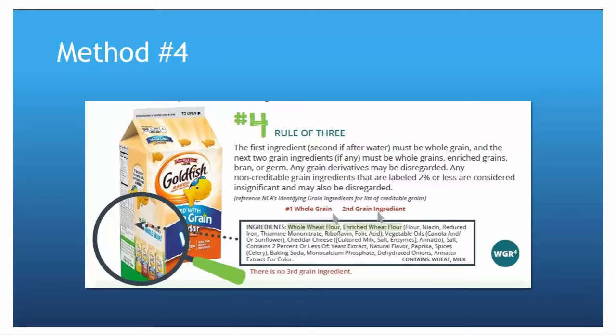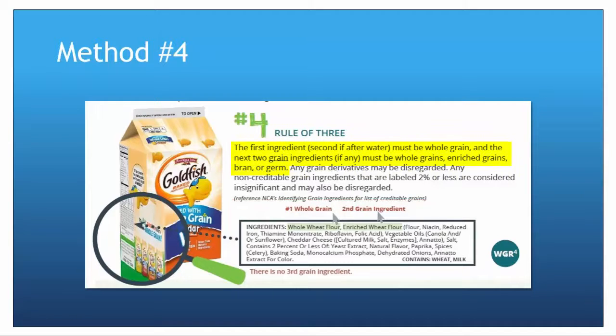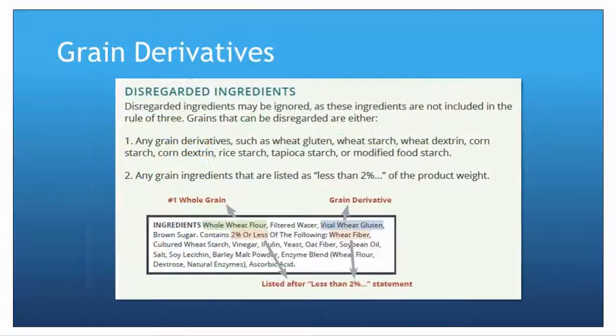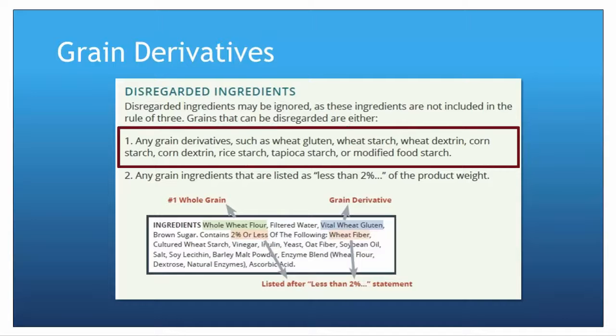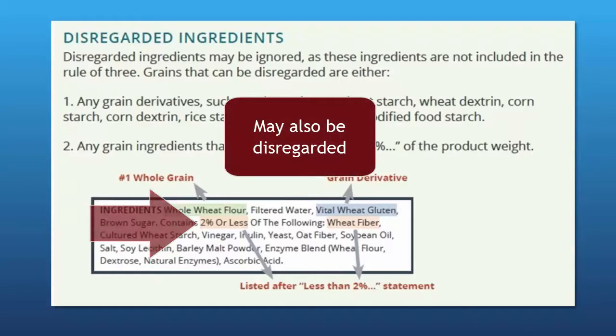Method 4 is the Rule of 3, a 3-step process using the ingredient label to identify products that are whole grain rich. The first ingredient, or second after water, must be a whole grain, and the next 2 grain ingredients must be whole or enriched grains, bran, or germ. Grain derivatives are generally present in only small amounts and may be disregarded. Examples of grain derivatives are listed in the Whole Grain Rich resource. Any grain ingredients that are labeled 2% or less are considered insignificant and may also be disregarded.